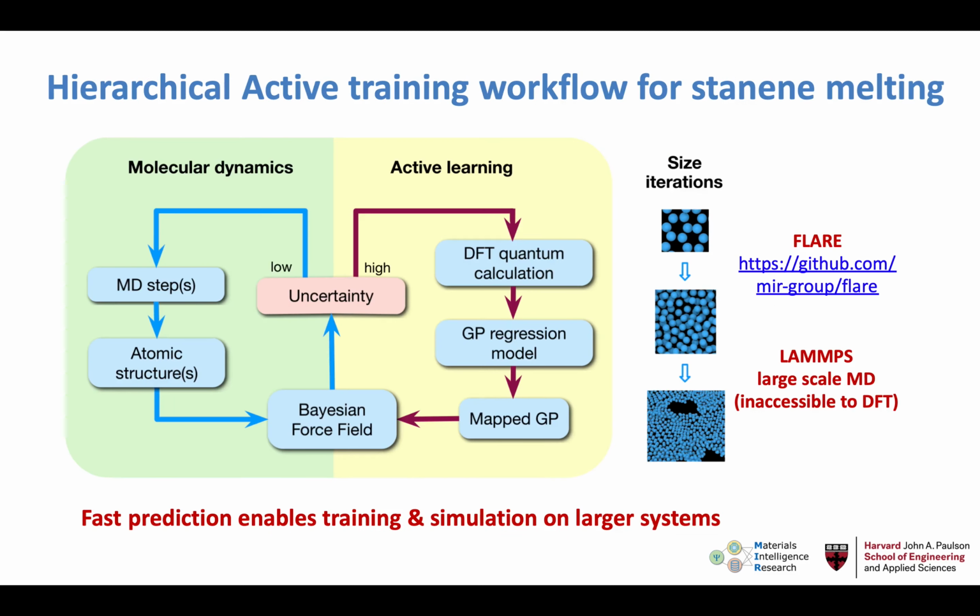Now I'm going to briefly introduce how we train this machine learning force field for the Stanene system. The training is guided by the uncertainty predicted by our model. Basically, we use our Bayesian force field to run the molecular dynamics for the Stanene system, and in each step, we are able to predict both the forces and uncertainties for the configuration. If our model is unconfident of a configuration, we will use density functional theory to calculate the true forces for this configuration and add them to the training set. This workflow forms a closed loop to improve our model accuracy.